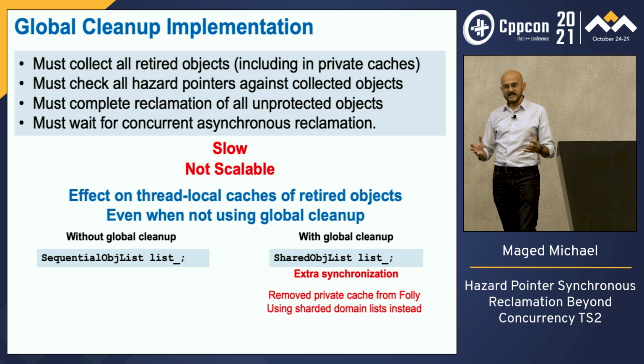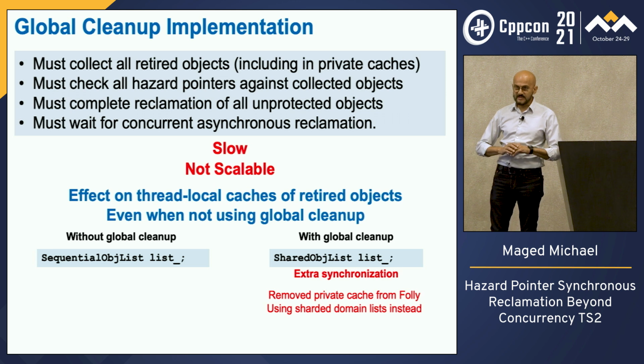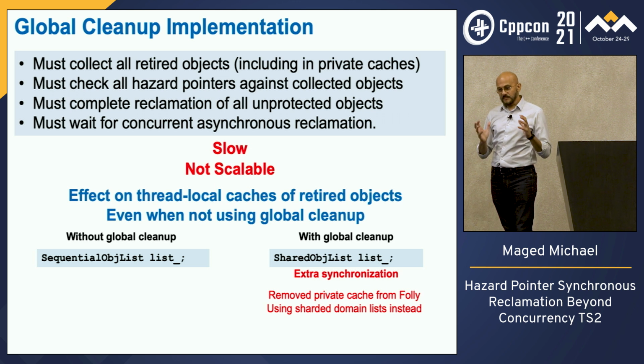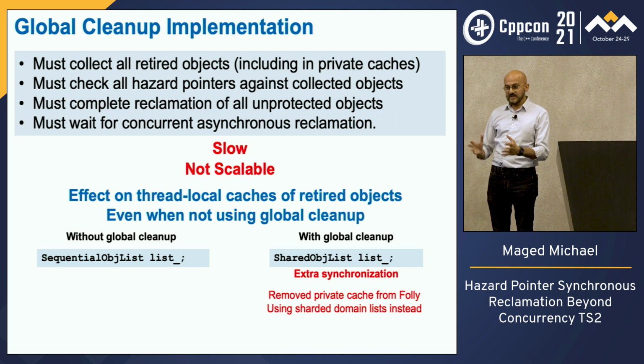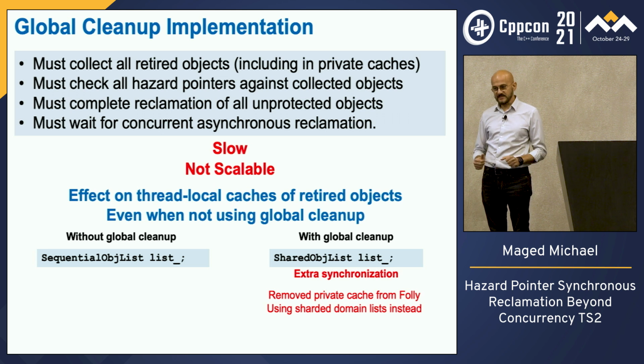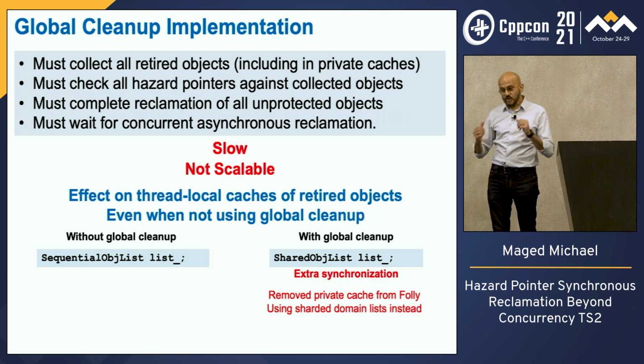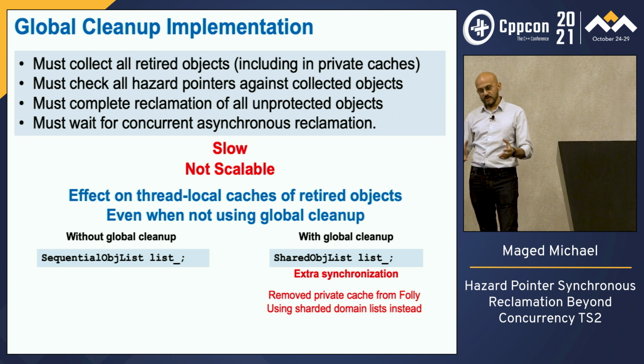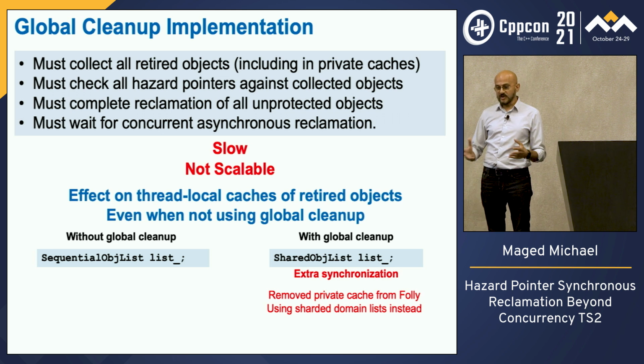Let's look at what it entails to do this global cleanup. It's guaranteeing the cleanup of all the objects that were retired. So it must collect all retired objects, even including private caches. That's overhead already. It checks all hazard pointers, as usual. And it has to complete the reclamation of all unprotected objects before returning. Even more complicated, it has to wait for any concurrent asynchronous reclamation, because some other thread is doing asynchronous reclamation, and we don't know how long or how fast it will take.